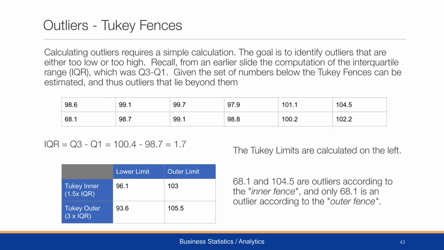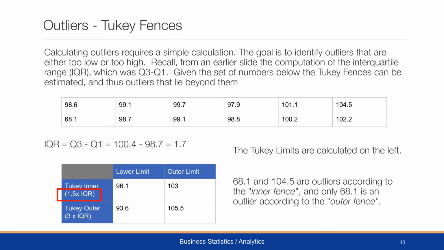So here's an example where we're going to calculate the outliers for that same data set. The goal is to identify whether the outliers are too high or too low. Now recall we had these two, 68.1 and 104.5. So if I compute the Tukey inner fence, the lower limit is 96.1 and the upper limit is 103. And where did I get that from? Well, remember that the IQR is Q3 minus Q1, which is 100.4 minus 98.7. So we can compute that using our IQR.